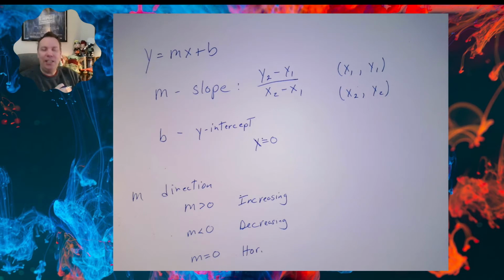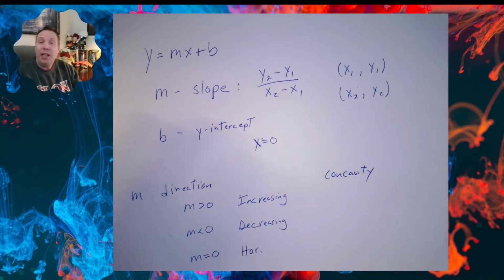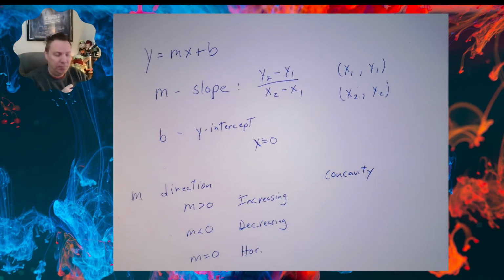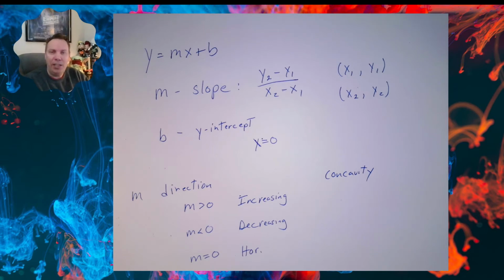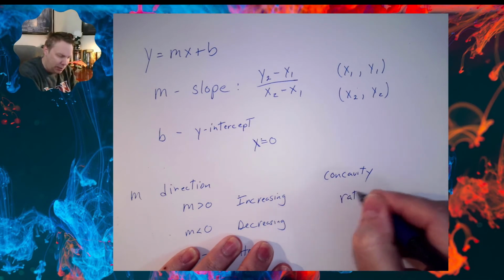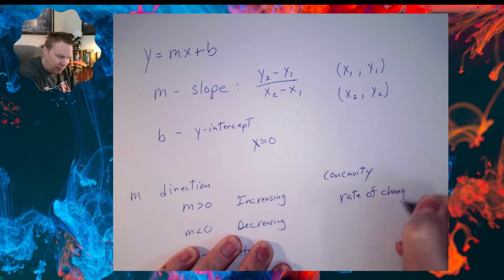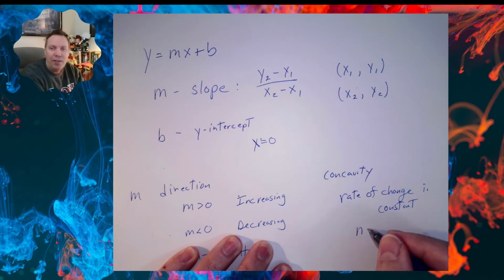What about the concavity of this? We had terms like concave up, concave down. Well, in a linear function, there is no concavity. There's no concave up, no concave down. In other words, the line is flat. I don't mean horizontal, but there's no curve to the line. So the rate of change is constant. In other words, there is no concavity.